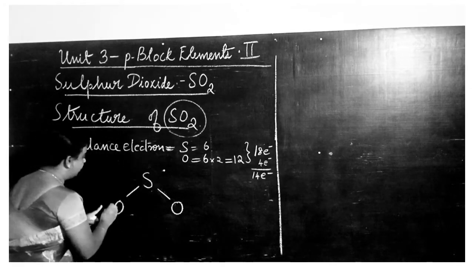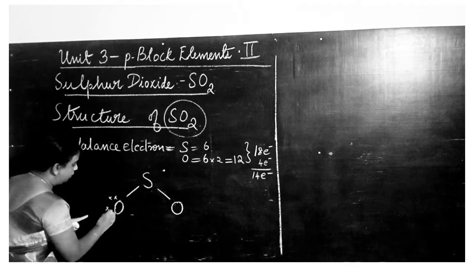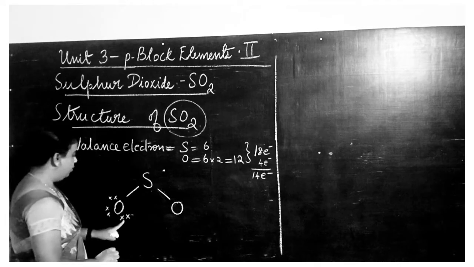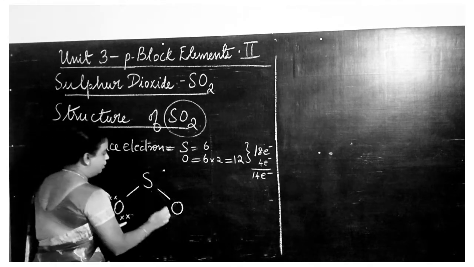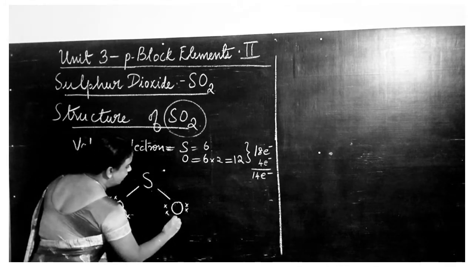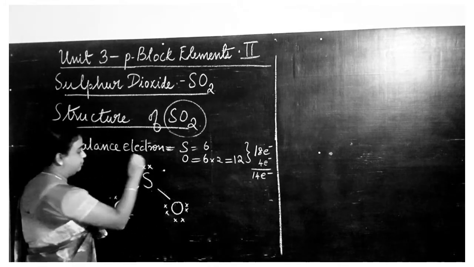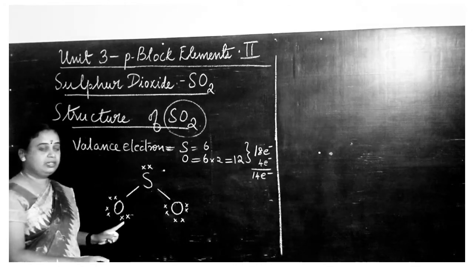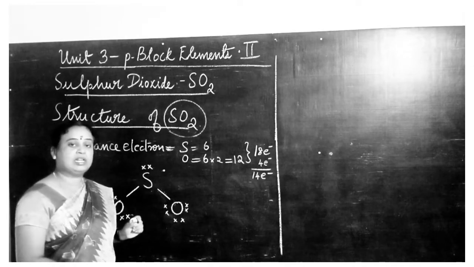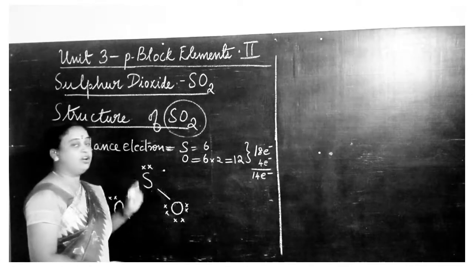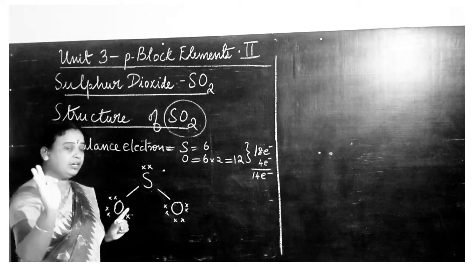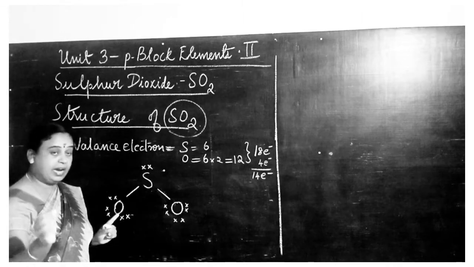Let me represent here 1, 2, 3, 4, 5, 6. Now for this oxygen also 6, 7, 8, 9, 10, 11, 12, 13, 14. Okay, this is represented. But after representing all these 14 valence electrons, each element of this sulfur dioxide should get an octet configuration. Octet means how many? 8 electrons. So now let us check whether it is having 8 electrons or not.